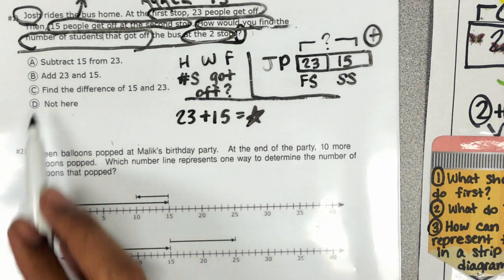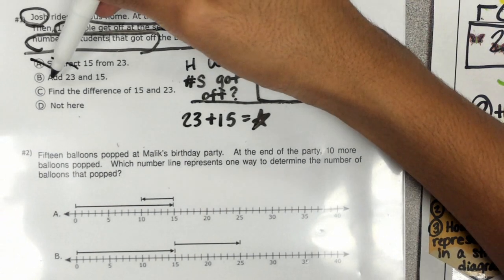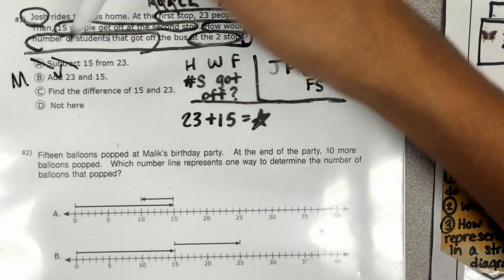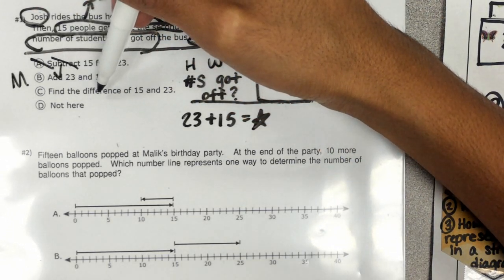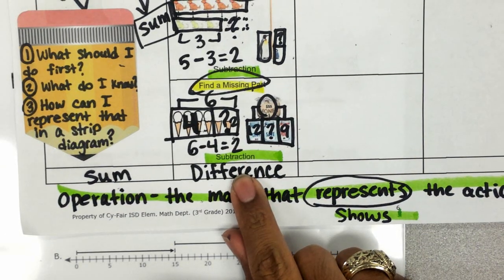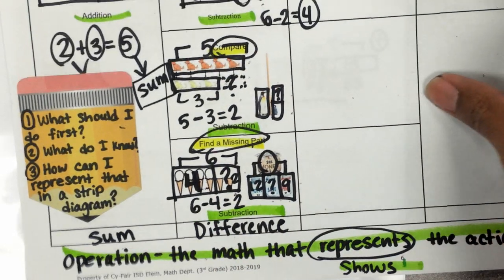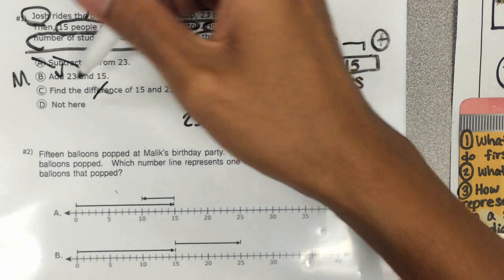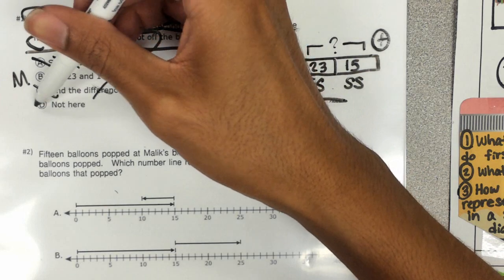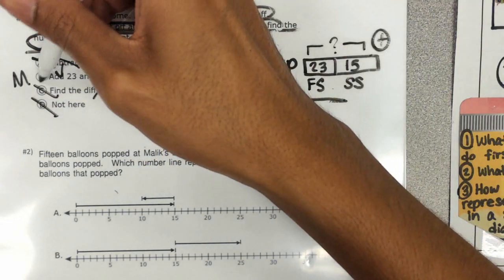So let's see if anything in my answer choices matches. Did we subtract? No, so A can't be right. Did we add? Yes, I'm going to put a question mark, and I'm going to put an M for maybe. C says find the difference. Let's go back to our action poster. The difference is down here. This means that the answer to a subtraction problem is the difference. Did we subtract? No. So I'm going to cross off that word difference and cross out C because that's not the answer. We did add them, so B is the answer.